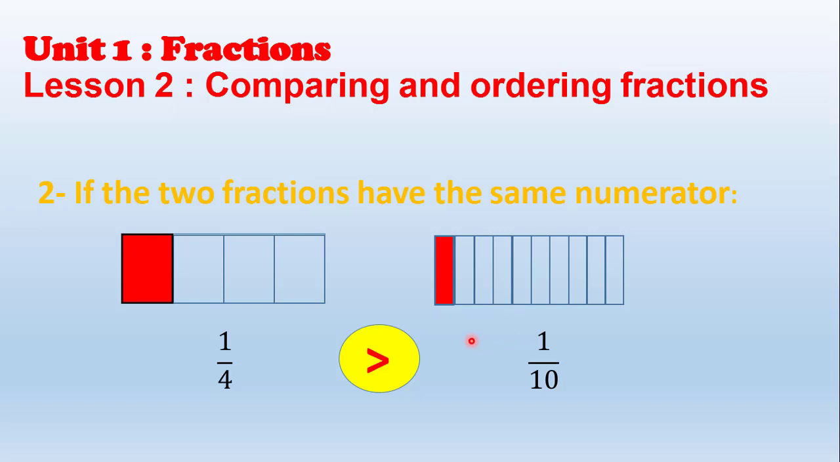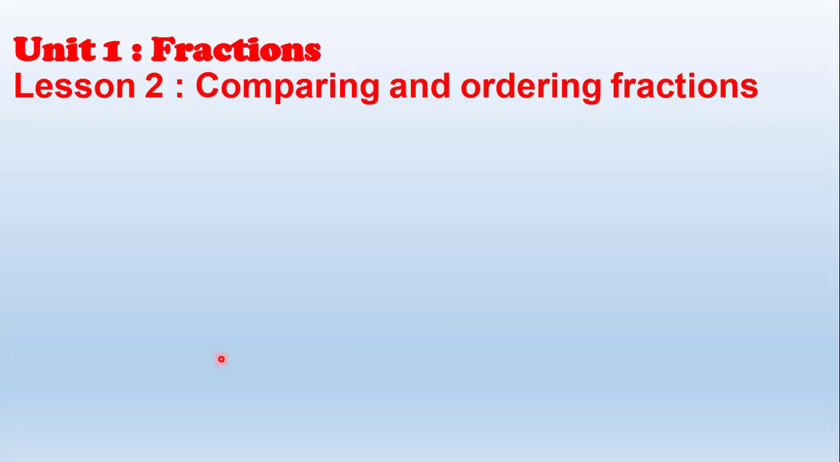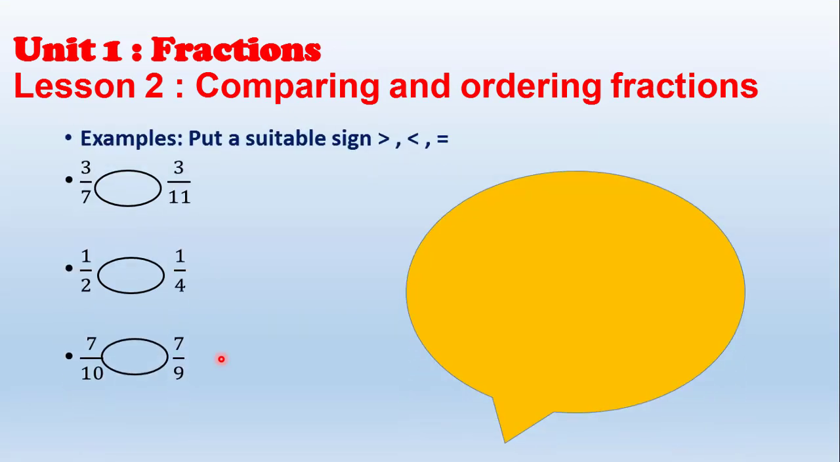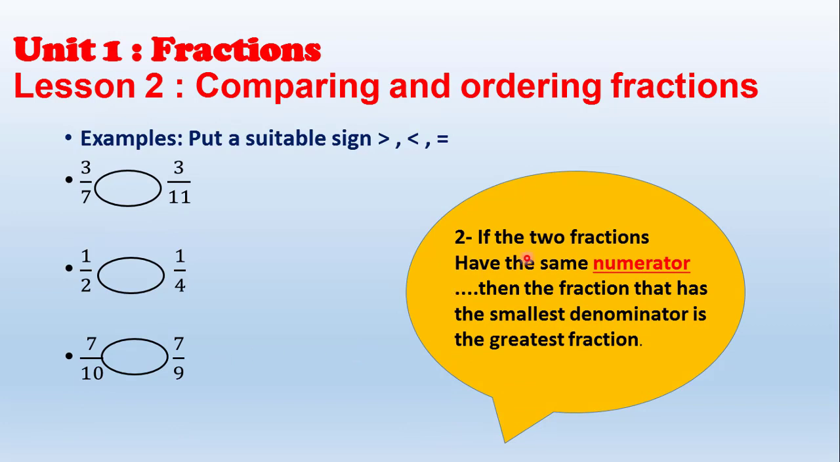Okay, so here if we have the same numerator, then the smaller denominator means the greater fraction. We will make the opposite. Okay, let's take some examples. But don't forget, if the two fractions have the same numerator, the fraction that has the smallest denominator is the greatest fraction. Okay, let's do it here.